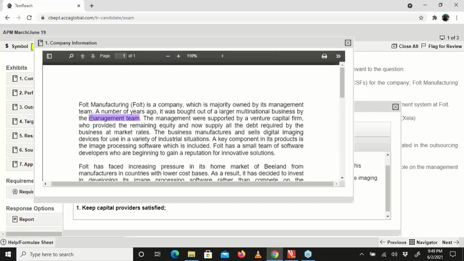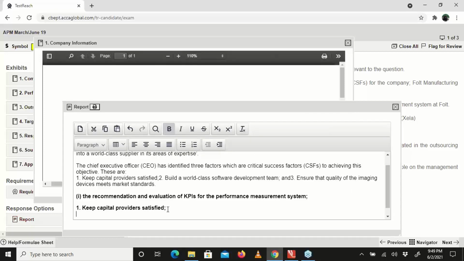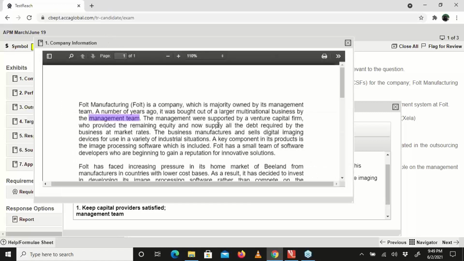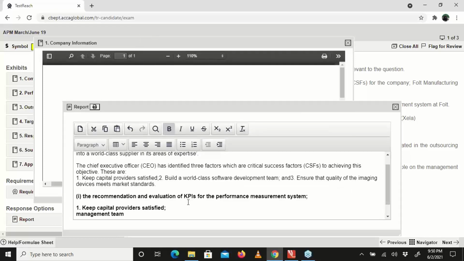So one of them is actually the management team. That's the capital provider. Who is the next one? The management team were supported by a venture capital firm who provided the remaining equity. So there is a venture capital firm also.